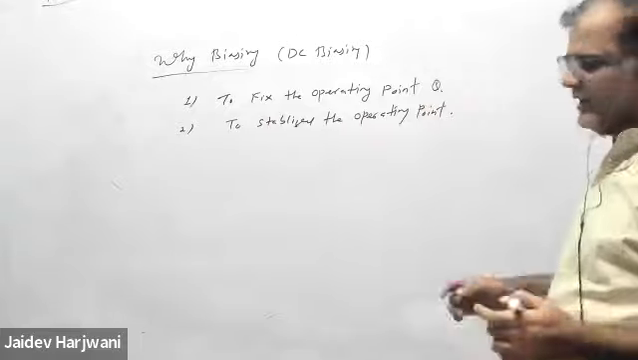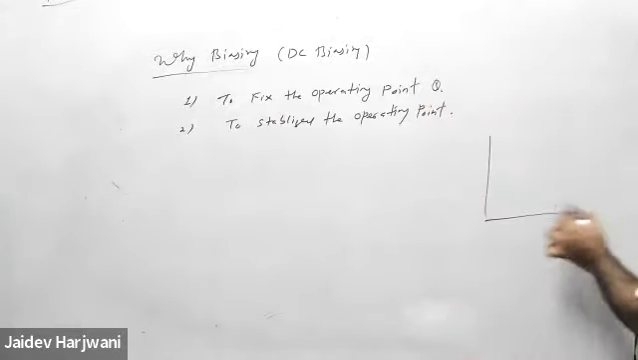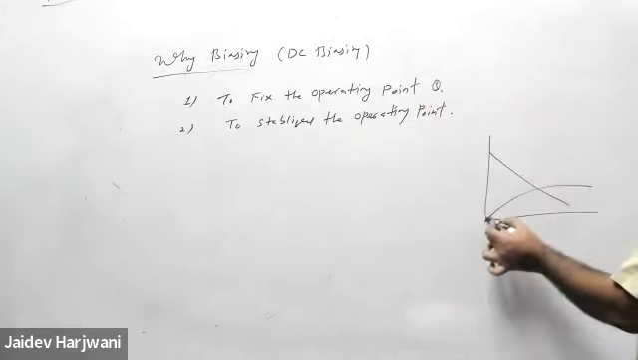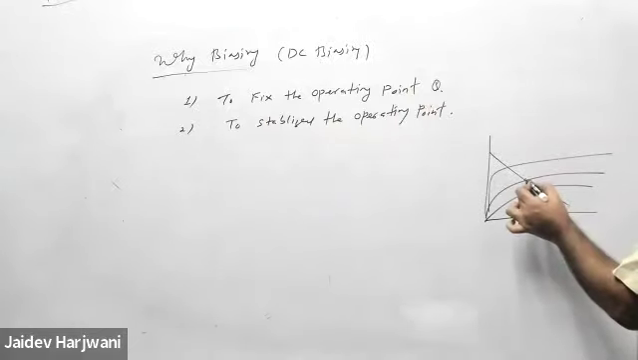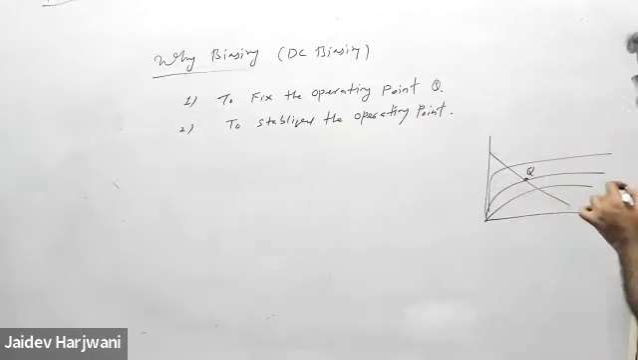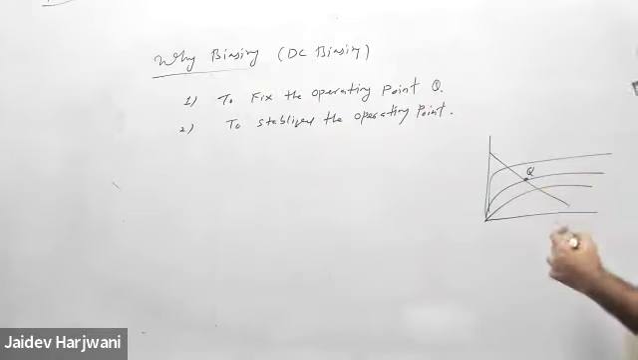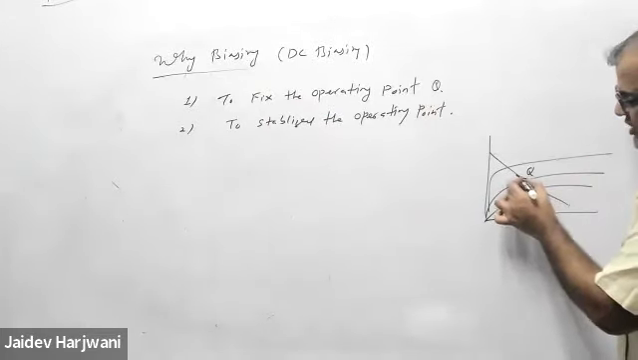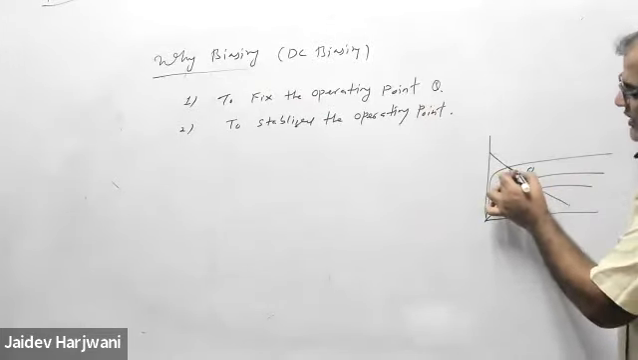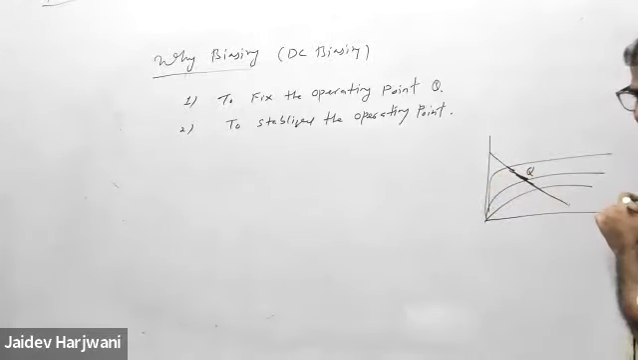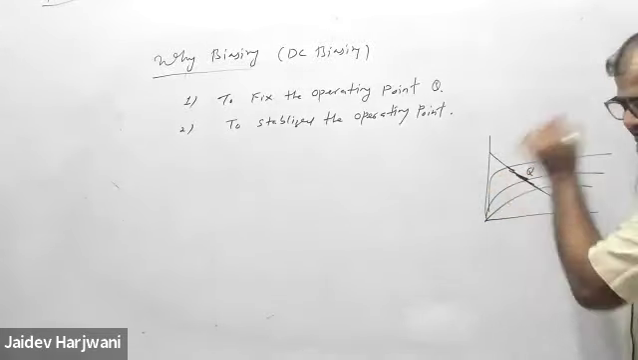That means the operating point should not change. This is my operating point somewhere. Say this is my operating point, and I have fixed this one with my biasing. Now some external effects, like temperature, should not change it. It should not go here, because if it goes here, it will go into saturation. If it goes here, it goes into the cutoff region. But I want to keep this operating point fixed.